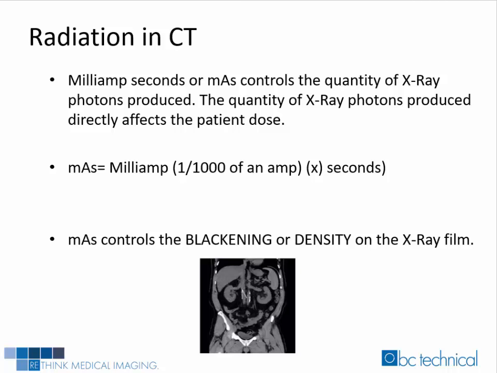Milliamp seconds, or mAs, controls the quantity of X-ray photons produced. The quantity of X-ray photons produced directly affects the patient dose. The relationship is as follows. The mAs is equal to the milliamp, which is one thousandth of an amp, times the time in seconds. mAs controls the blackening, or density, on the X-ray film.